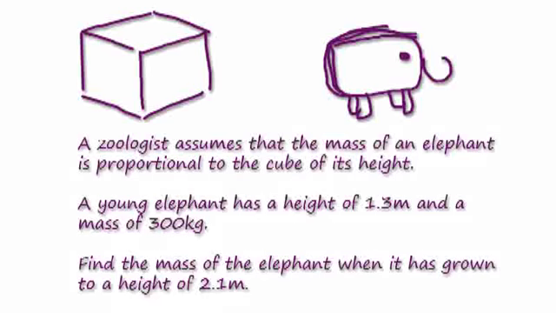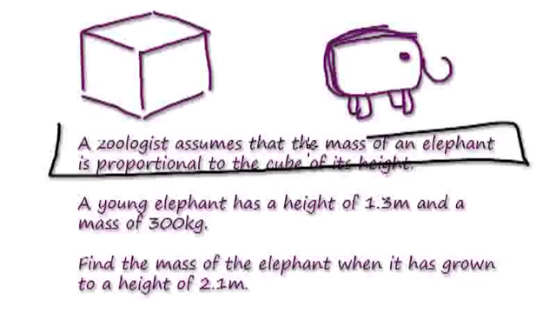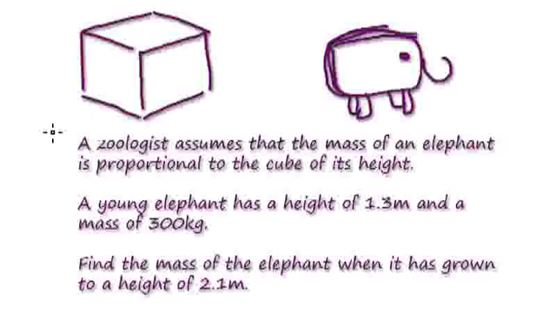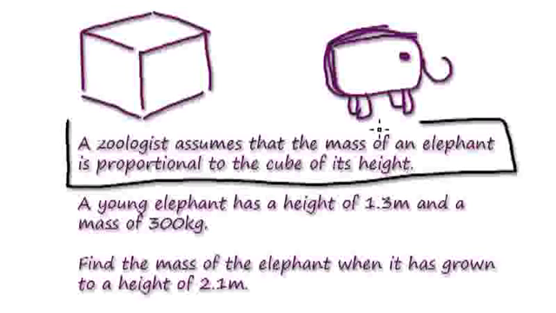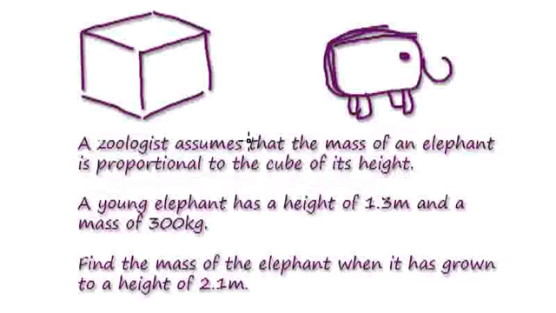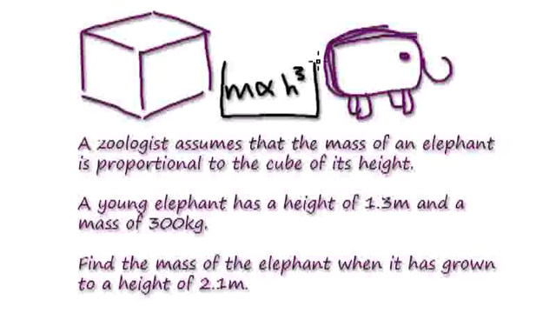Okay, well, anyway, so you've got this elephant here. A zoologist can assume that the mass of an elephant is proportional to the cube of its height, and this statement alone does make sense, and it's kind of realistic. I know it's a bit strange, but it is kind of realistic. Okay, well, anyway, given this statement here, you can summarize that as mass is proportional to the cube of the height.